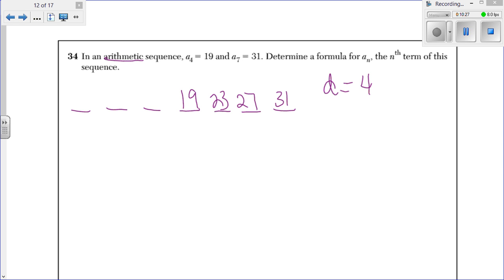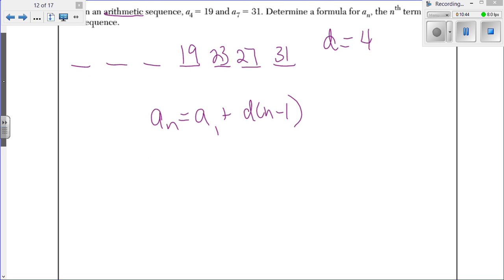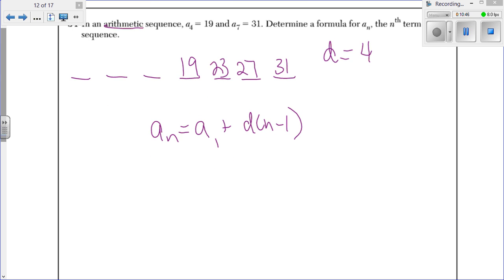Now we have to determine the formula for the sequence. So a sub n is equal to a sub 1 plus d times n minus 1. Unfortunately, for this problem, you need to know that formula. We've been getting by without having to know that formula and being able to find the sum of things or whatever, but that's not going to work for this one.